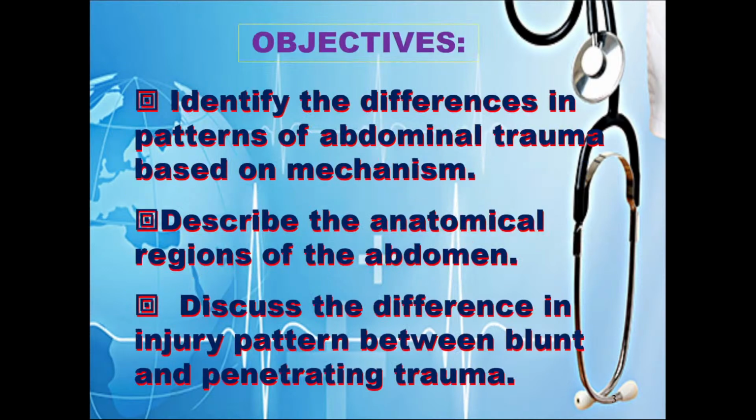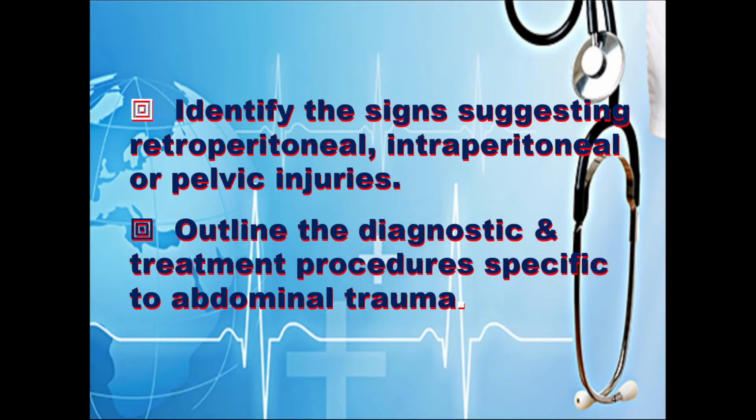So the objectives: to identify the differences in patterns of abdominal trauma based on the mechanism of this trauma, describe the anatomical regions of the abdomen, discuss the difference in injury pattern between blunt and penetrating trauma, to identify the signs suggesting retroperitoneal, intraperitoneal, and pelvic injuries, and outline the diagnostic and treatment procedures specific to abdominal trauma.